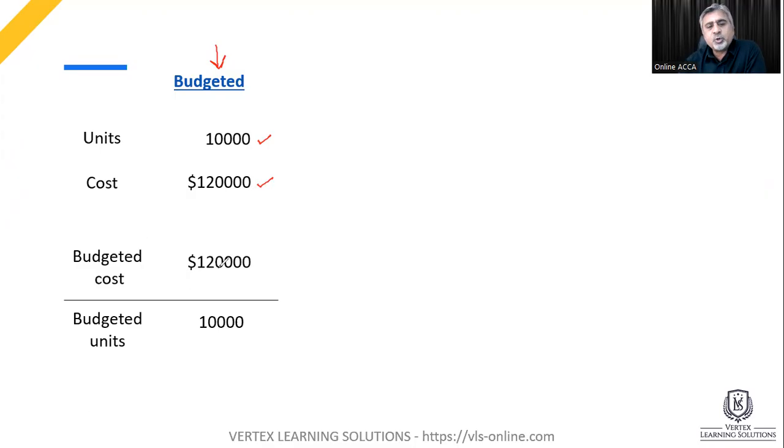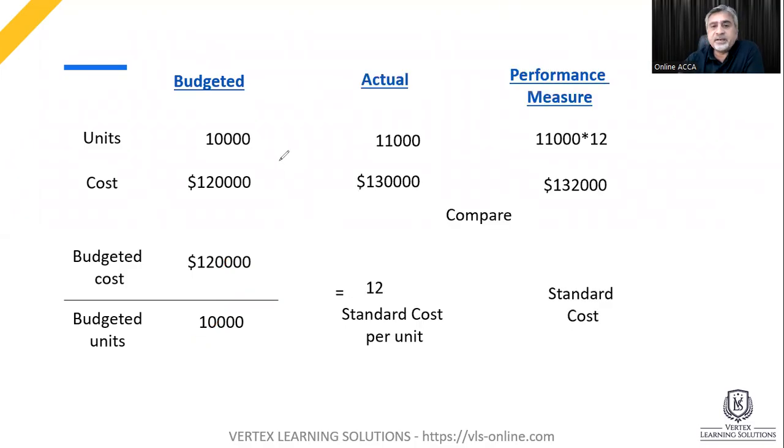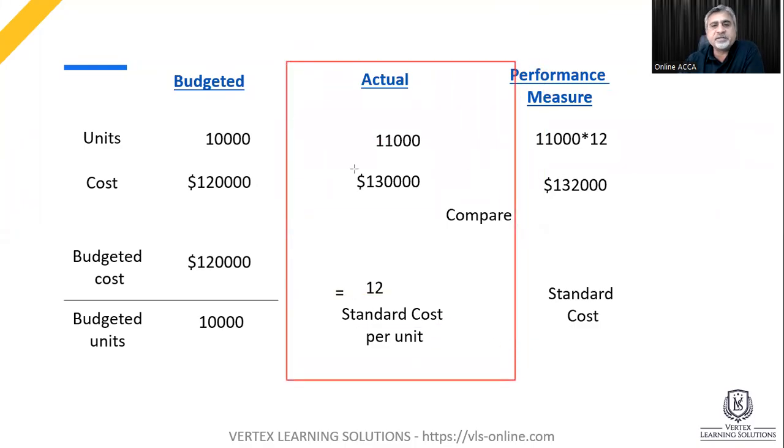So your budgeted cost is $120,000 divided by 10,000 units. If I divide these two numbers, your standard cost of producing one unit is $12. This is what you planned. This is what you budgeted. This is what you thought how it should go. Then what happens in reality? Let's complete this one.